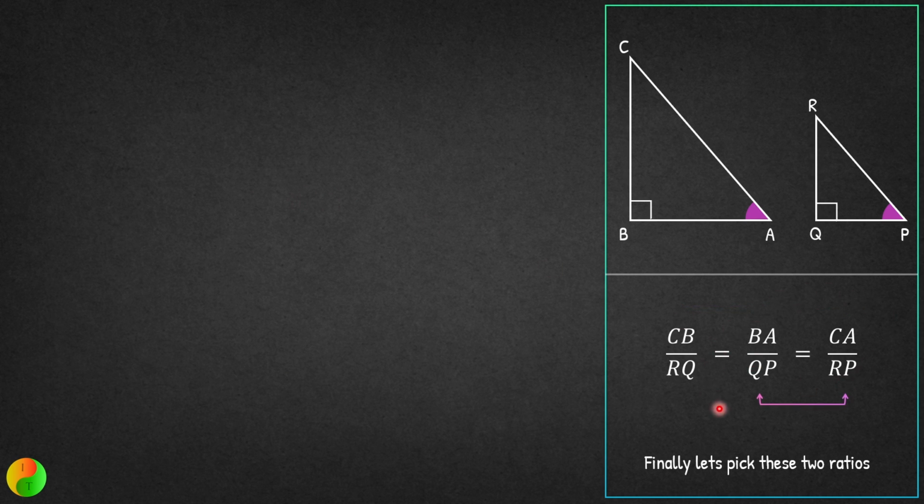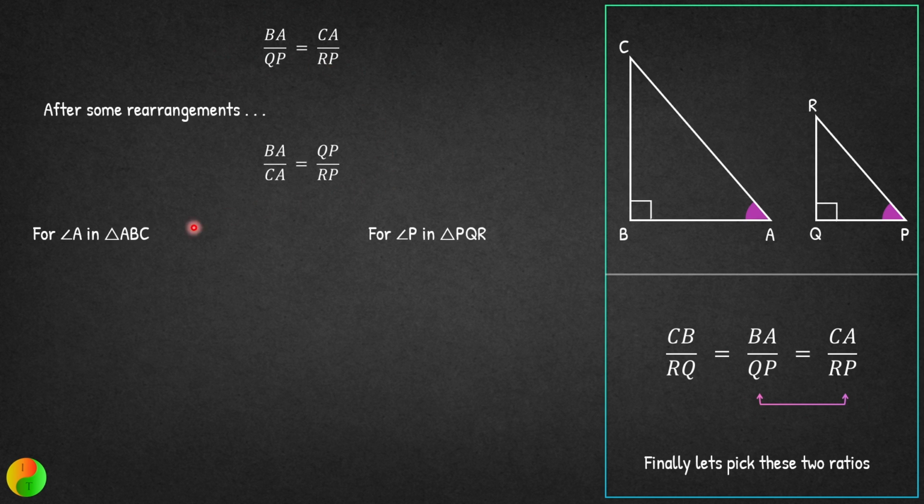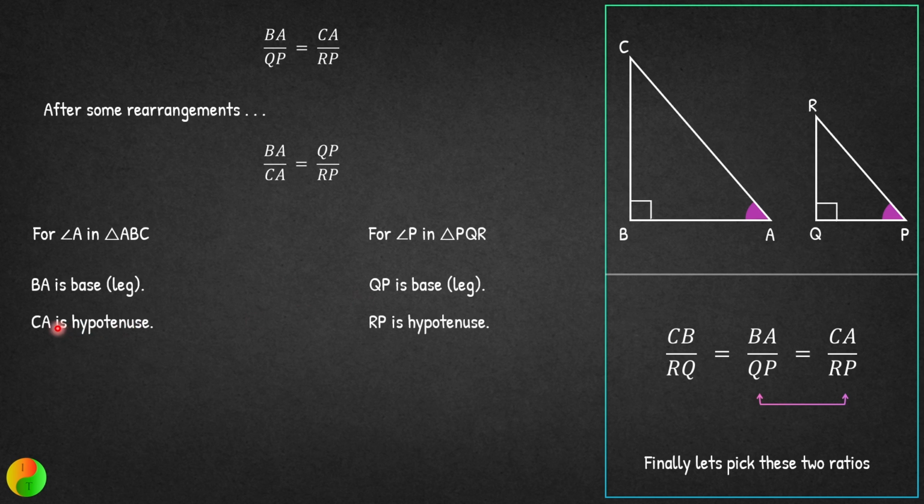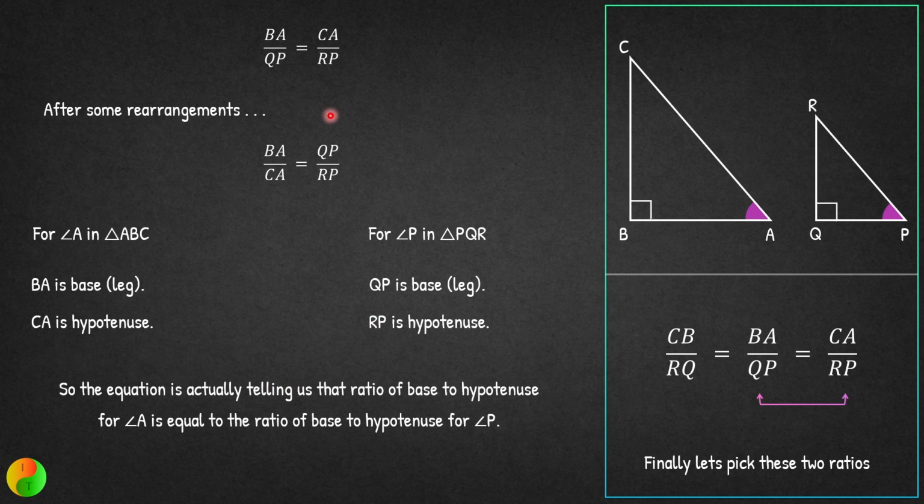Finally, let's pick these two ratios. We are going to do the same things, and after that, for angle A and angle P, BA and QP are the bases respectively, and CA and RP are the hypotenuses respectively. So this equation is actually telling us that the ratio of base to hypotenuse for angle A is equal to the ratio of base to hypotenuse for angle P. Now remember, angle A and angle P are equal to each other.